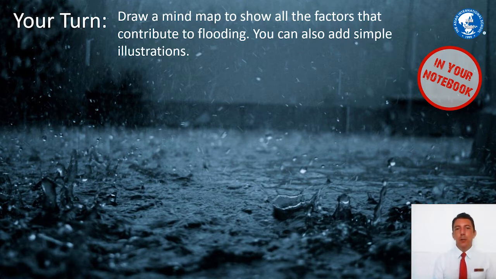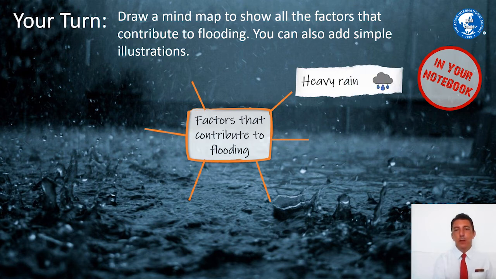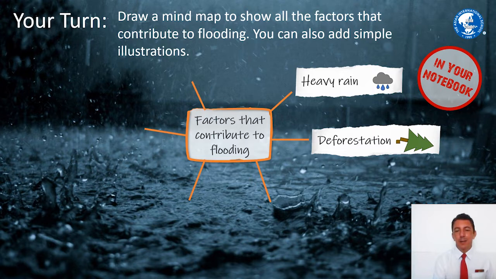Next, also in your notebook, you're going to draw a mind map to show all the factors that contribute to flooding. Also add some simple illustrations, some drawings that will help you to remember these factors later. So your mind map will look something like this. I'll give you two examples. One is heavy rain, and the second is deforestation.